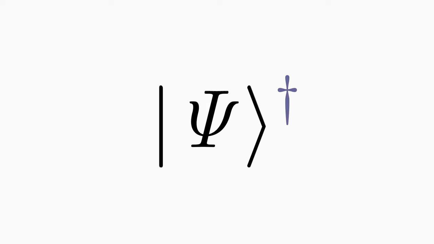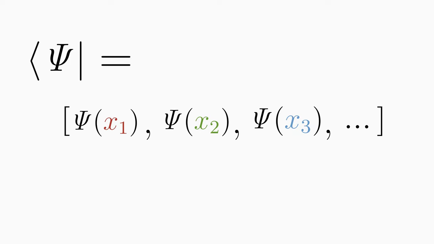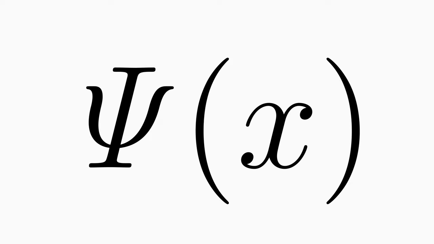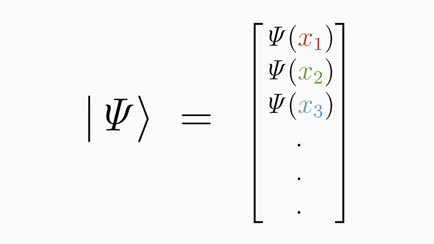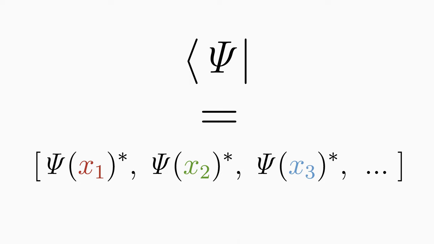The vector adjoined to the ket vector is called the bra vector. This symbol is pronounced as dagger, so we say psi dagger. For a compact notation, we write the bra vector with an inverted arrow. To get the bra vector adjoined to the ket vector, you need to do two operations. Transpose the ket vector, this makes it a row vector, and then complex conjugate the transposed ket vector. This operation adds asterisks to the components. So let's summarize. The wave function psi in the vector representation corresponds to the ket vector, and the row vector adjoined to the ket vector is the bra vector.